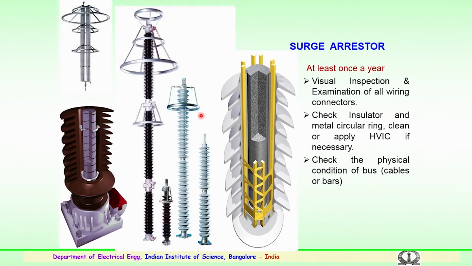So, visual inspection and examining of all the wiring connections to the arrestor is needed. Again, the hollow insulator bushing which accommodates the surge arrestor elements has to be properly cleaned, including the corona control rings and the metal rings adjacent to the surge arrestor housing, again using the high voltage insulating coating if necessary. A physical check of the connections, that is the bus bar connections to the surge arrestors, is essential at regular intervals.